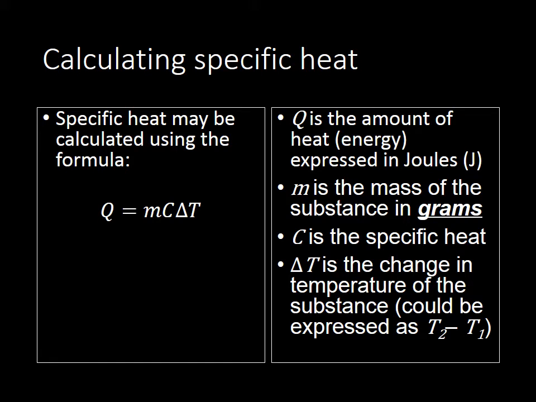C is the actual specific heat of the material. So if you're looking for the specific heat, you're going to be solving for C. If they give you the specific heat of the material and want you to solve for something else, solve for the other thing and substitute in the specific heat for C. And delta T is the change in temperature of the substance. Remember that delta T can be expanded to be like T2 minus T1, or the ending temperature minus the beginning temperature.